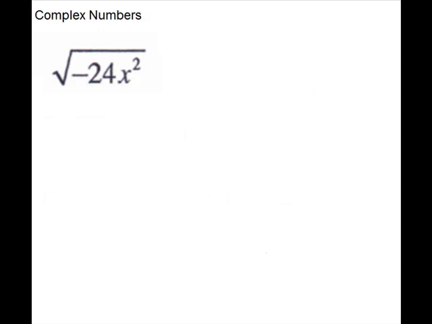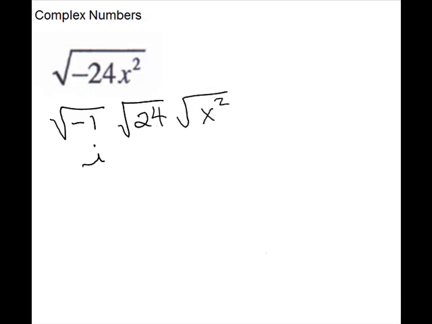For our next problem, square root of -24x squared. We do have an i to take out. Also, we can take the square root of x squared, which will be x. So we have the square root of -1, which is our i, times the square root of 24. And it's times the square root of x squared. We can go ahead and take the x out if we want. So we have i times x.